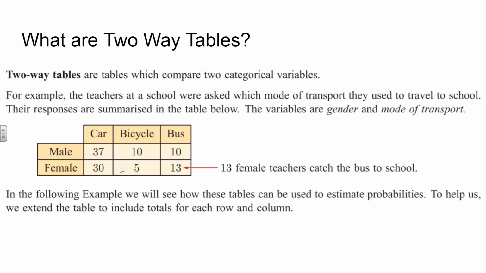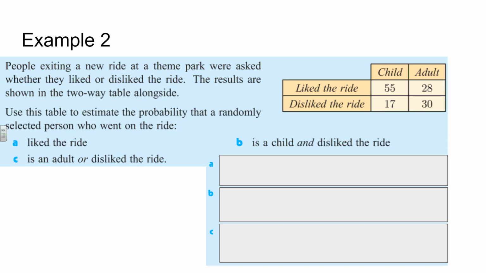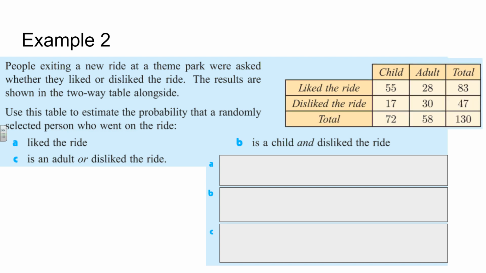Generally speaking, it's easiest if once we see the two-way table, we put in a row total and a column total as well to help us find probabilities for these particular outcomes. So if we look at this example, it says people exiting a new ride at a theme park were asked whether they liked or disliked the ride. The results are shown in the two-way table alongside. So here we have children and adult, and whether they liked or disliked the particular ride. So like I said, the very first thing we want to do is take that two-way table and give it some totals so that we can go ahead and find these probabilities a little more quickly.